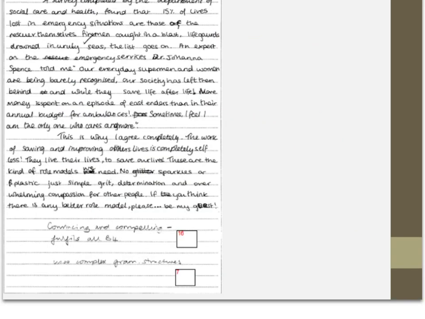So finishing off, a survey completed by the Department of Social Care and Health found that 15% of lives lost in emergency situations of those of the rescuer themselves. Now, this is really interesting. The student used facts here. Are they real? Are they made up? Do I care? No. It's important, isn't it, if you're writing to argue, to back up your ideas with some facts.